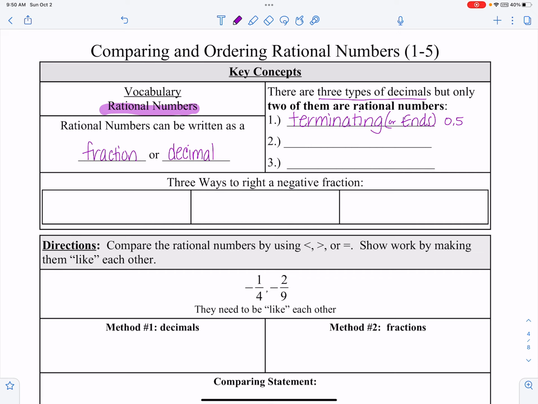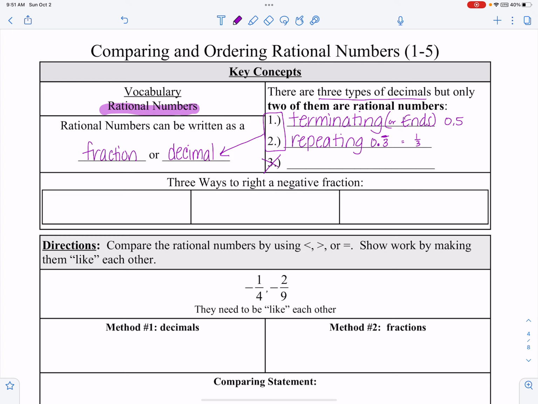The other kind of decimal that is rational is a repeating decimal. And so these are decimals like 0.3333 and so on, where just this 3 is repeating. So that is the other type, because that's just the fraction 1/3. And because it can be written as a fraction, that is a rational number. So both of these, if you sort of box this, these are the rational numbers. These are the 2 types of decimals that are rational numbers.